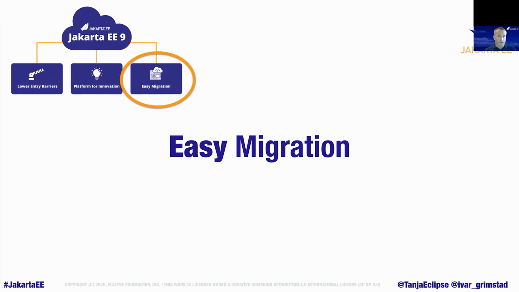So moving an application will basically be to switch the namespace. And we also provide some tooling in an open source project called the Eclipse Transformer that will help you do the bytecode transformation if you're not able to access the source code and actually do the namespace change in the source.